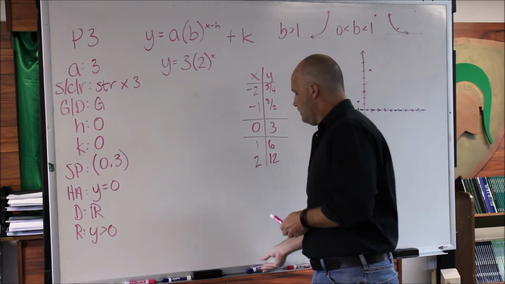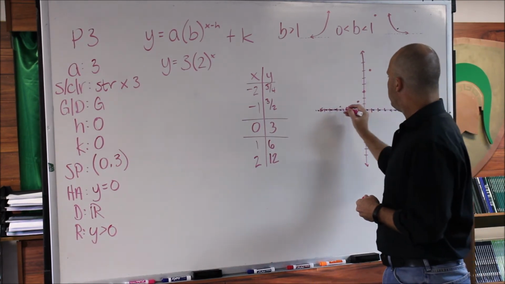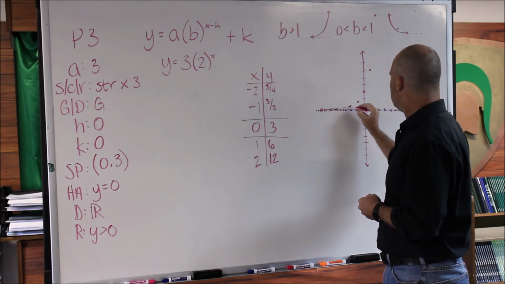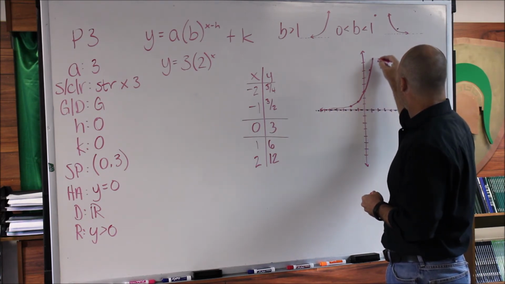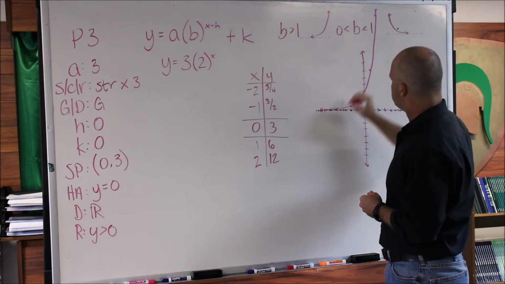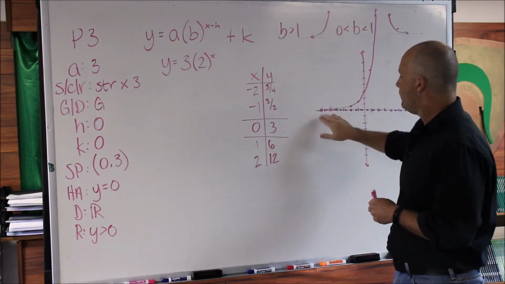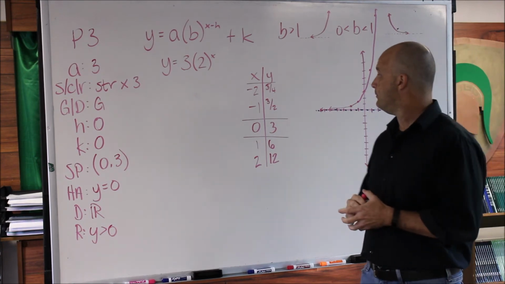And then I'm going to graph this so that my graph never ever touches that horizontal asymptote. And then it's going to go up just like that. And it's going to continue off to negative infinity without ever touching that horizontal asymptote.